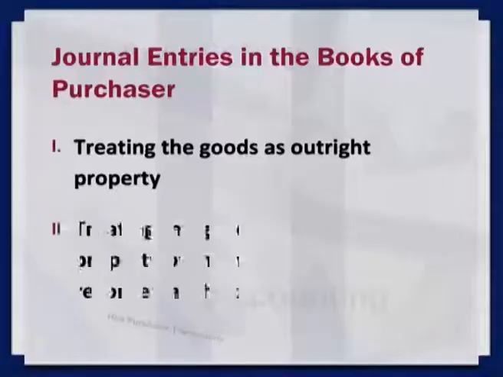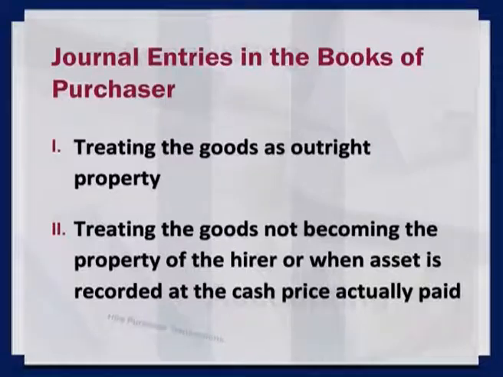When the asset is recorded at full cash price under this method, the assumption is that the asset has been bought with the intention of paying all the installments on the due date to acquire the asset for the business. The second treatment is the goods not becoming the property of the hirer, or when the asset is recorded at the cash price actually paid. So, under this method, goods bought under the hire purchase system will not become the property of the buyer until all the installments are paid.